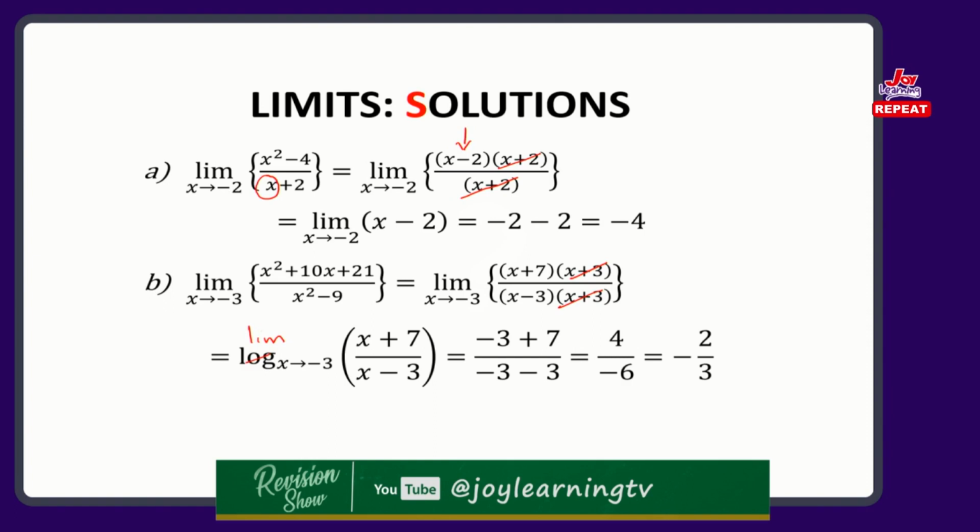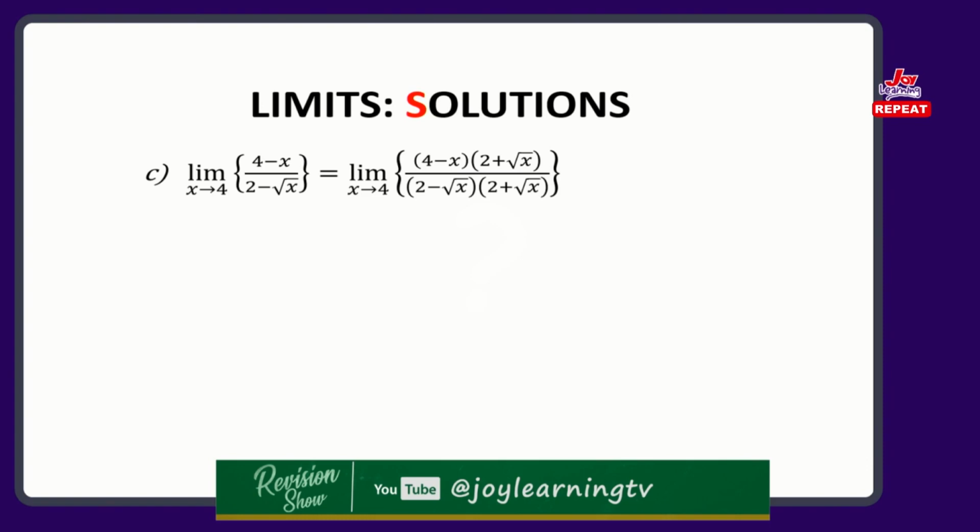All right, let's deal with the third one. The limit of 4 minus x all on 2 minus the square root of x as x tends to 4. Again, if we substituted straight away 4 into this, we would end up having 2 minus 2, and that will lead us to 0. So again, we have to deal with it. But this time around, you notice we have the square root of a real number.